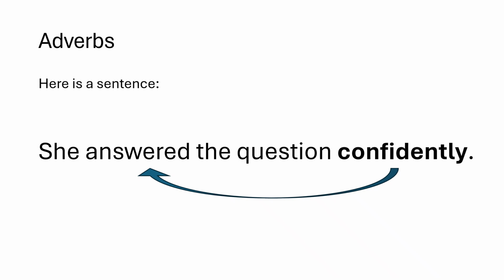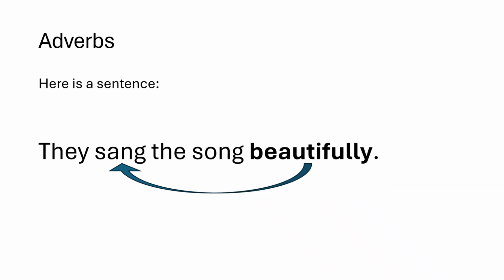Here is a sentence. She answered the question confidently. Confidently modifies the verb answered to show the manner that it was done in. Here is a sentence. They sang the song beautifully. Beautifully modifies the verb sang to show the manner that it was done in.